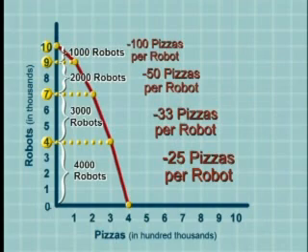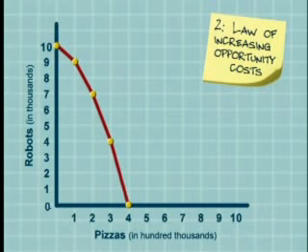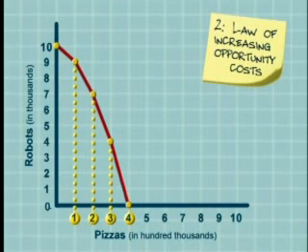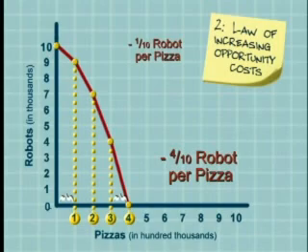And if you spend a little more time on this graph, you can see that the same increasing opportunity costs work in reverse. The first 100,000 pizzas cost 1/10 of a droid per pizza. The last 100,000 cost 4 times as much. Thus, the law of increasing opportunity cost.